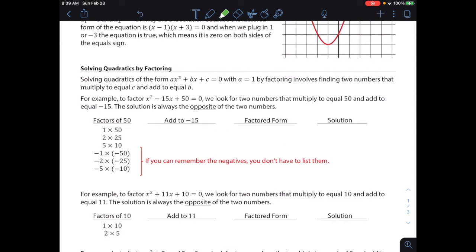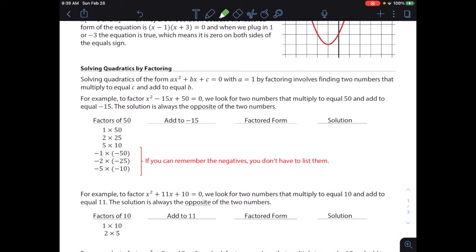So to solve these quadratics by factoring, what we just need to do is what we know how to do. We list all the factors of the C term, right? We look at what adds to the B term, and then we write the binomials in factored form. And you can see we've kind of started the process here with this first example where we have x squared minus 15x plus 50 equals 0. We're going to look for two numbers that multiply to equal 50 and add to equal negative 15. And you can see all the factors are listed there.